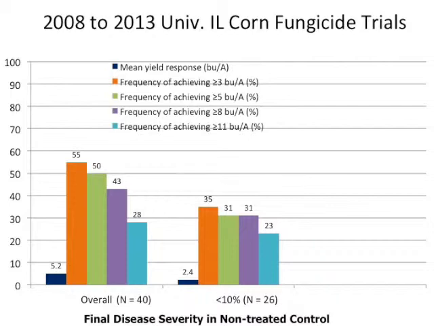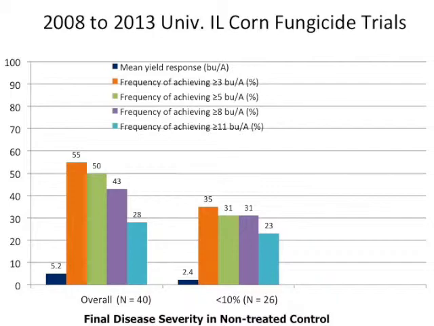This second set of graphs that you're seeing here, these are over 26 environments, 26 of those 40 environments. And in these 26 environments, there was low disease pressure, okay? Less than 10% of the leaf area affected by disease. And as you can see here with that blue bar, we're now at 2.4 bushels an acre yield response, so it did go down. And if we're looking at that 5 to 8 bushel an acre yield response needed, we're right at 31%. Okay, so not as good as what we saw with all 40 environments.